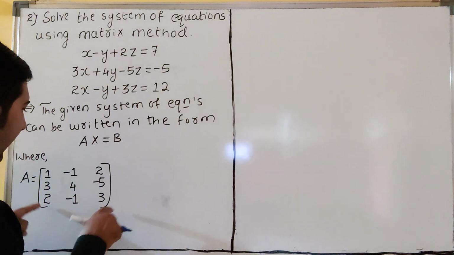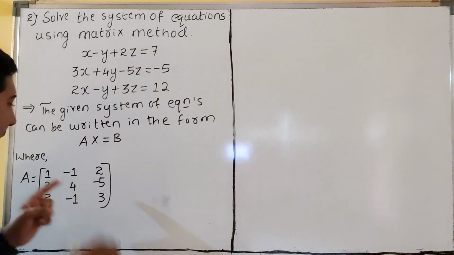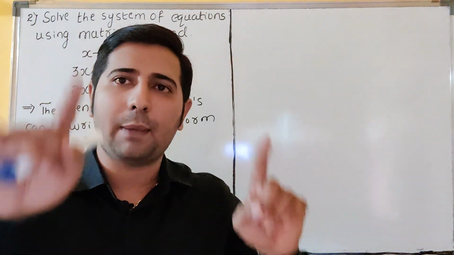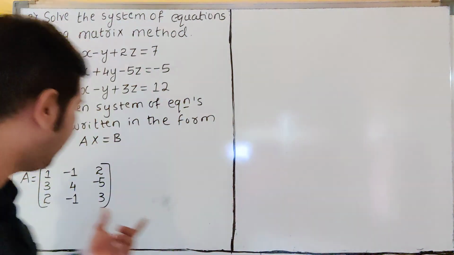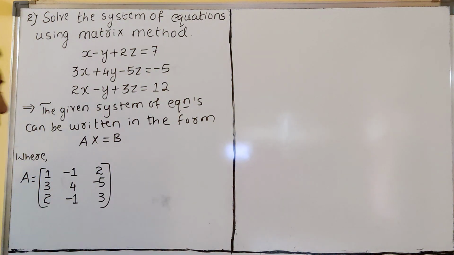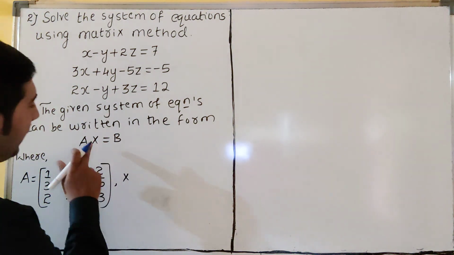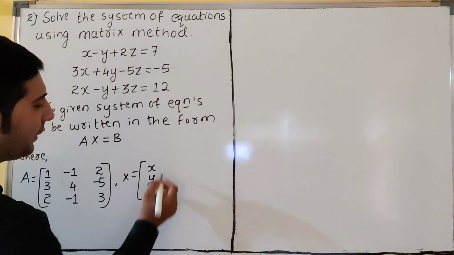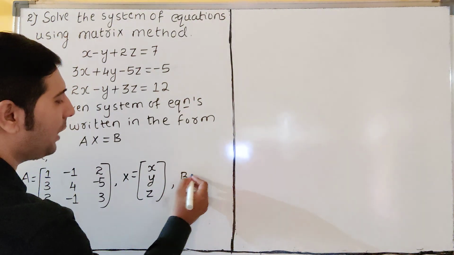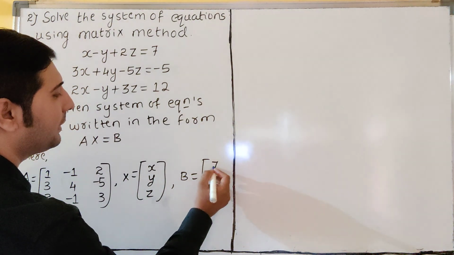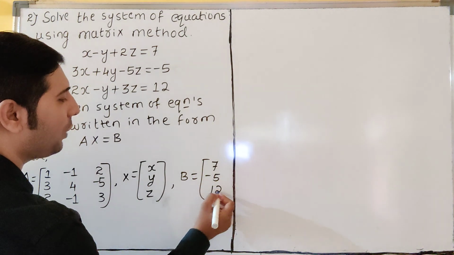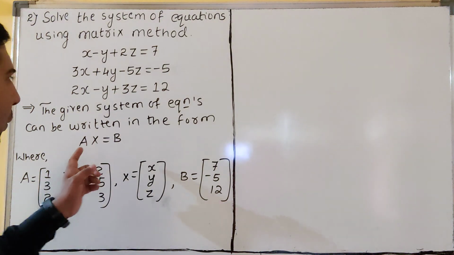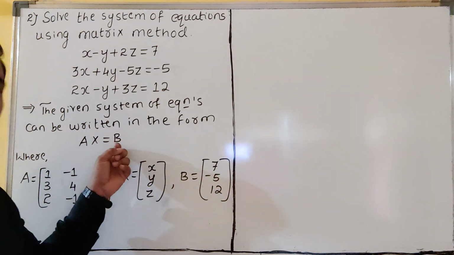See the way of writing and bracket how I am using. This is square bracket I have used, not parallel lines, dear students. If you write parallel lines, it will become determinant. I am saying this as matrix. So A is equal to, we have written. So X is what? Capital X. X is here. X, Y, Z, dear students. X, Y, Z, and B is what? B is 7, minus 5, 12, dear students. Clear, everyone? So we have written in the form of what? Ax is equal to b.